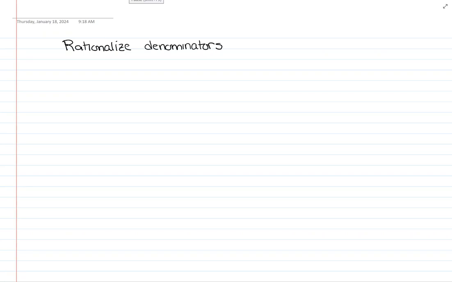Rationalizing denominators just means that you're trying to get the radical out of the denominator. You don't want a radical, square root, cube root, whatever in the denominator. We're going to focus on square roots. So if I end up with, for example, a problem that has a square root in the denominator, to get it out, I want to actually multiply top and bottom by whatever that radical is.